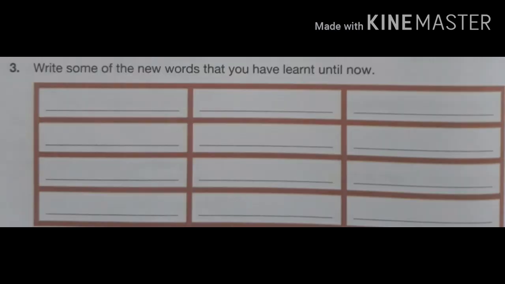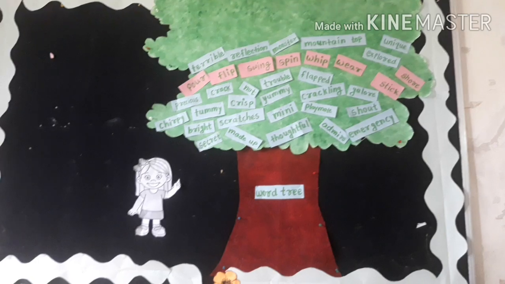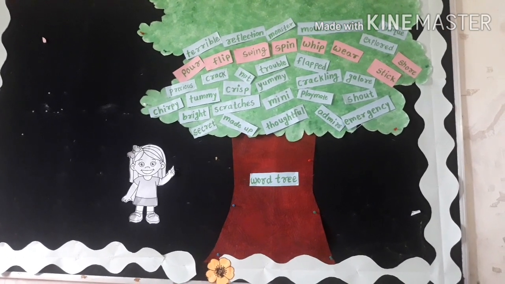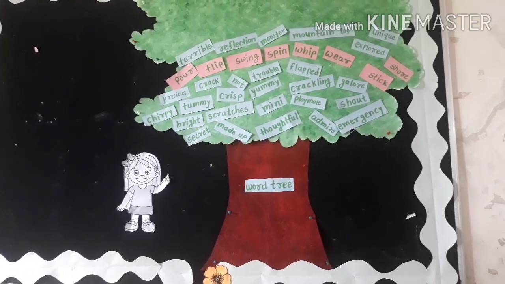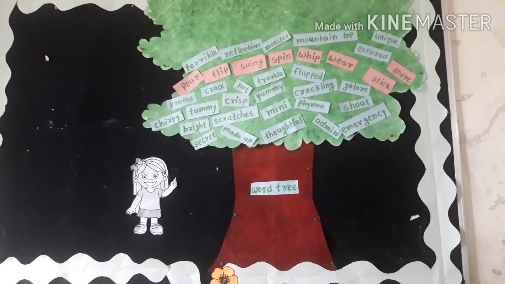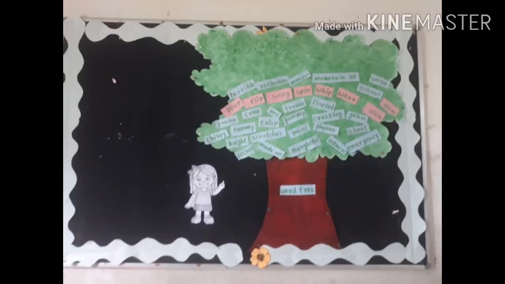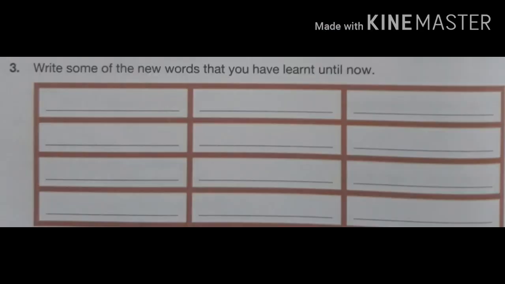Question number 3. Write some of the new words that you have learnt until now. Children, here I have made a word tree. Even you can make a word tree at your home. It will be helpful to remember the new words which we learnt until now. And at the end of the year, we will get the tree with full of new words. Children, complete the question number 3 by your own. Let us go to the next question.